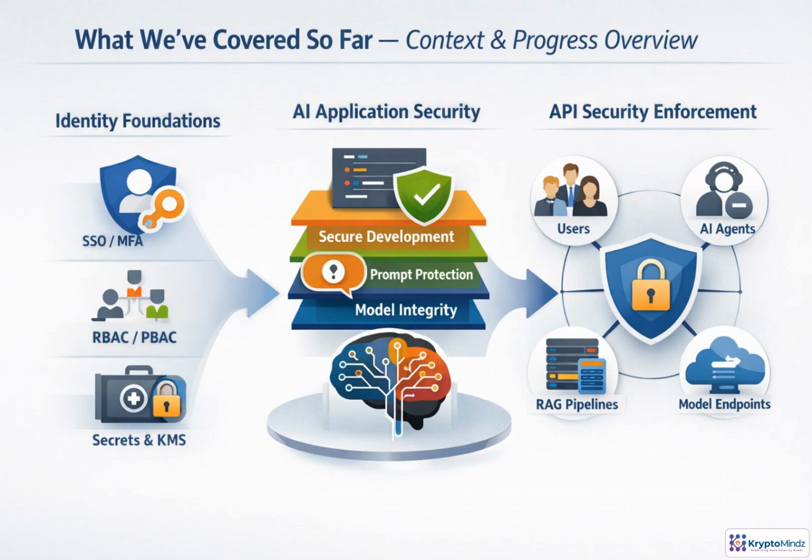We've already built the foundation: identity, permissions, secrets, secure development, prompt protection, and model integrity. Now we move to APIs, where those controls become runtime enforcement across users, agents, RAG pipelines, and model endpoints.